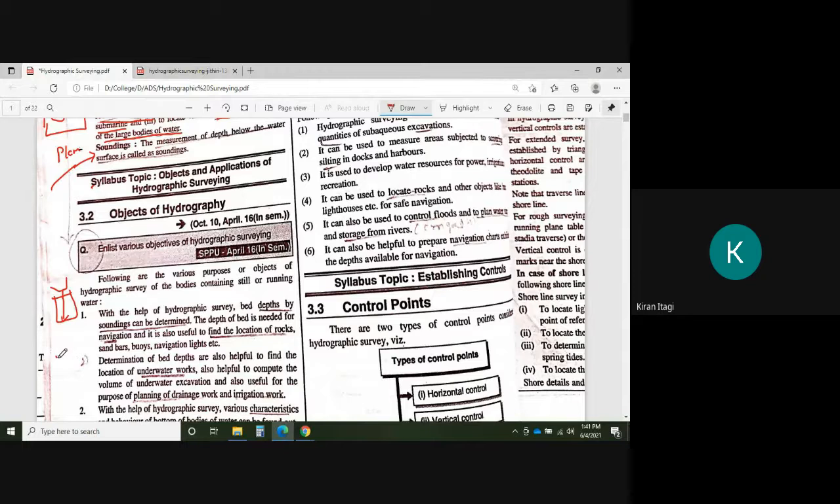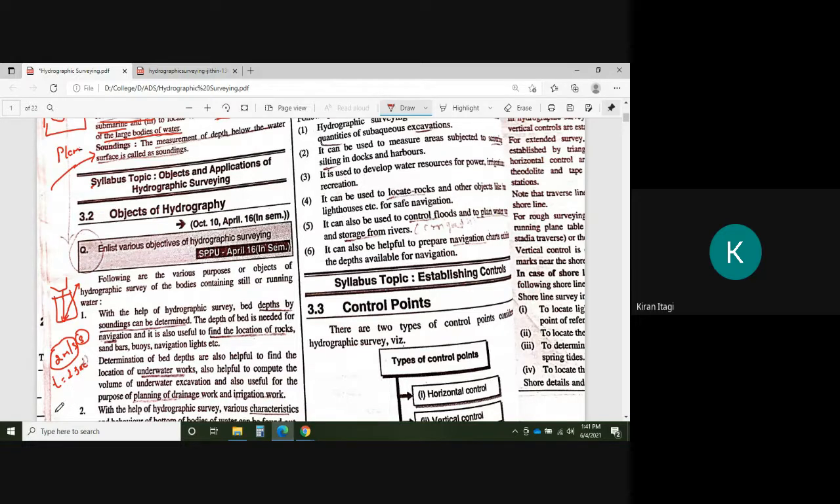Say its velocity is 2 meter per second. Okay, so it will come and hit the bottom and come back to your boat. To hit and come back, it has taken, say, 2 seconds. So what is the velocity or speed? It is 2 meter per second and the time taken is 2 seconds.